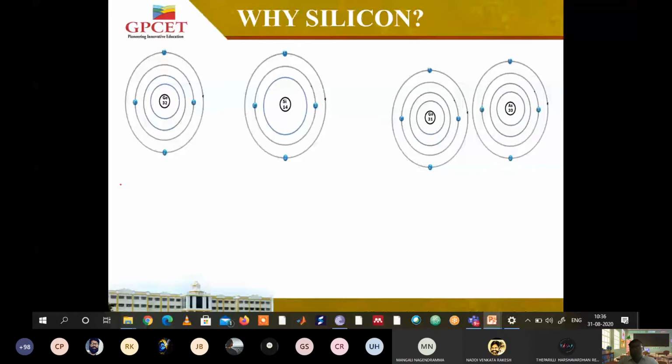If you combine all energies of the first orbit, you get the first energy band. If you combine all energies of all electrons present in the second orbit, you get the second energy band. Likewise, the third and fourth energy bands, and lastly the valence energy band, because the last orbit is also called the valence orbit or outermost orbit. If you merge all the electrons present in the outermost orbit, you get the valence band.